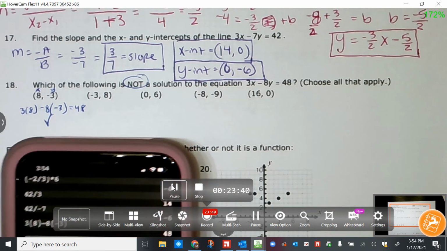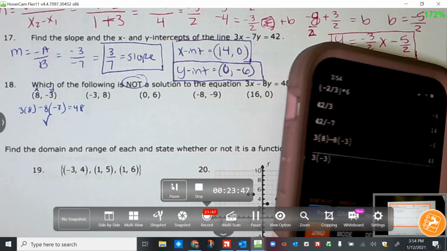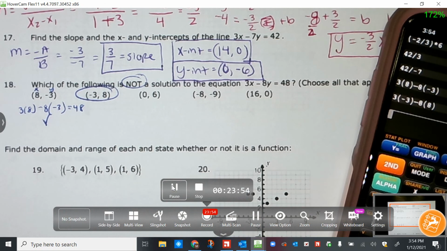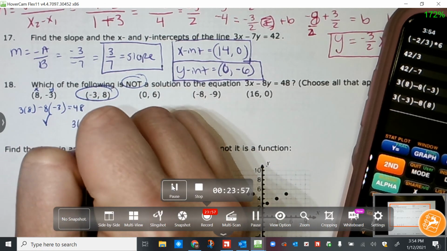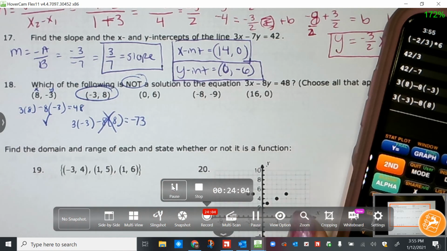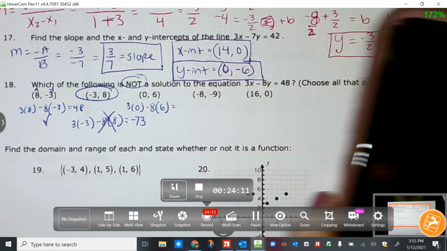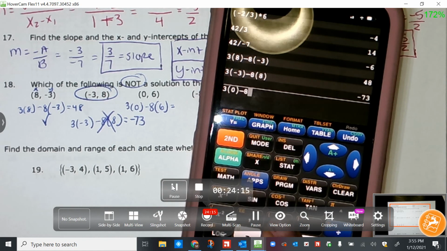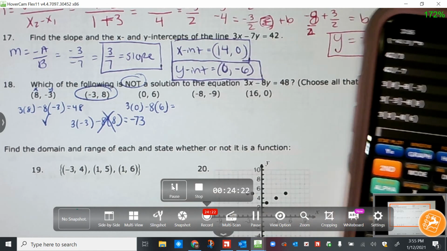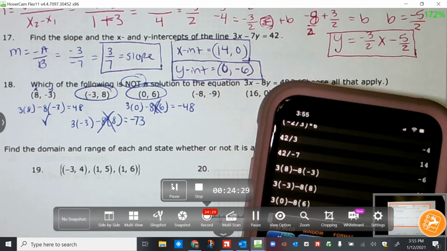Okay? So again, I'm just going to do 3 times negative 3 minus 8 times 8, which equals negative 73. So this is not a solution, because it equals negative 73. Okay, so here 3 times 0 minus 8 times 6 is negative 48. And I want you to realize this is positive 48. So this is not a solution, because I want you to pay attention. It says choose all that apply.